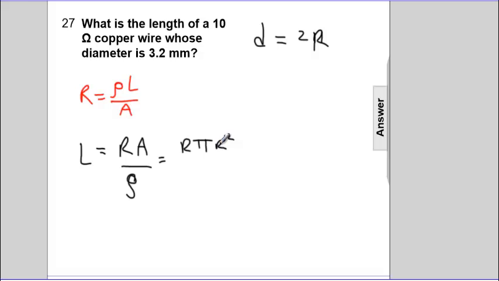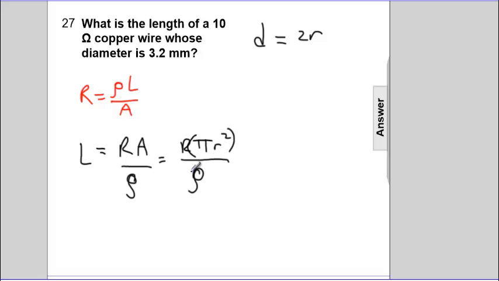So let's do one thing just so we keep things clear. We will use a lowercase r for radius in this problem. I'll come up and rewrite. We don't want to have 2 capital R's. That will become very confusing, at least to me it is. Divided by the resistivity. So now we're good. Let's give it a shot. Length is R times pi r squared, divided by the resistivity.